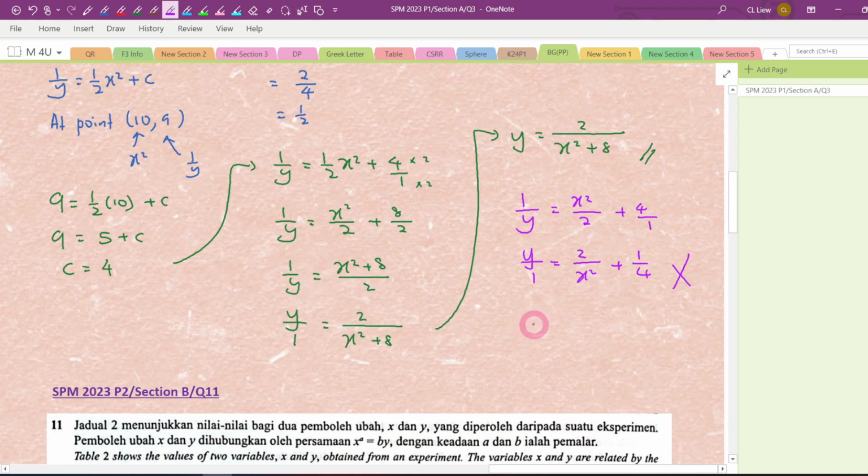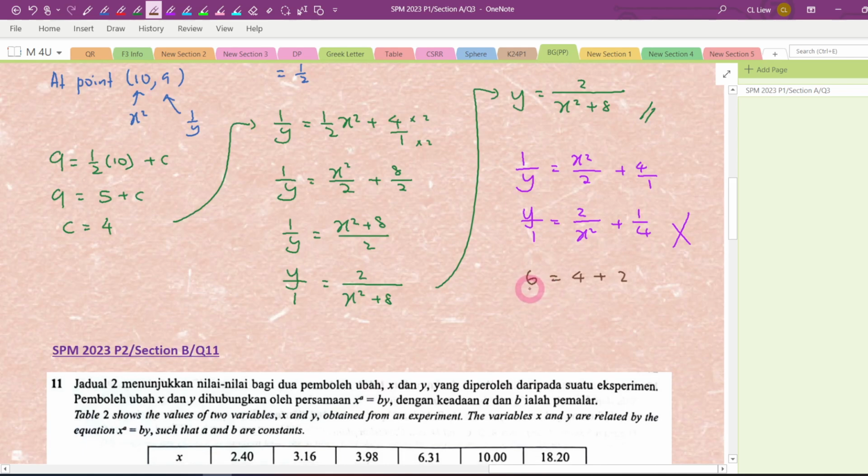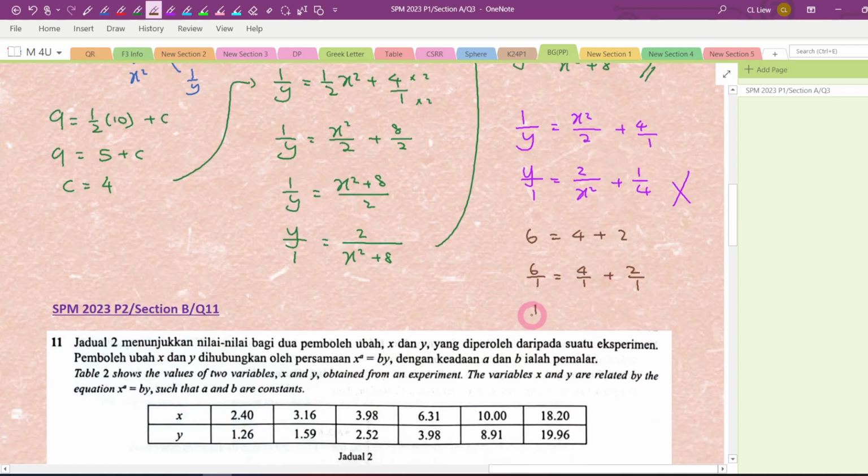Let me use a very simple example. Let's say 6 is equal to 4 plus 2. Do you agree? Yes, right? This is correct. So 6 is actually 6 over 1. Let me rewrite the equation again. So 6 over 1 is equal to 4 over 1 plus 2 over 1, right? So if you do this, you will get 1 over 6 is equal to 1 over 4 plus 1 over 2, which is not correct. You can press your calculator. 1 over 4 plus 1 over 2 is actually not equal to 1 over 6.